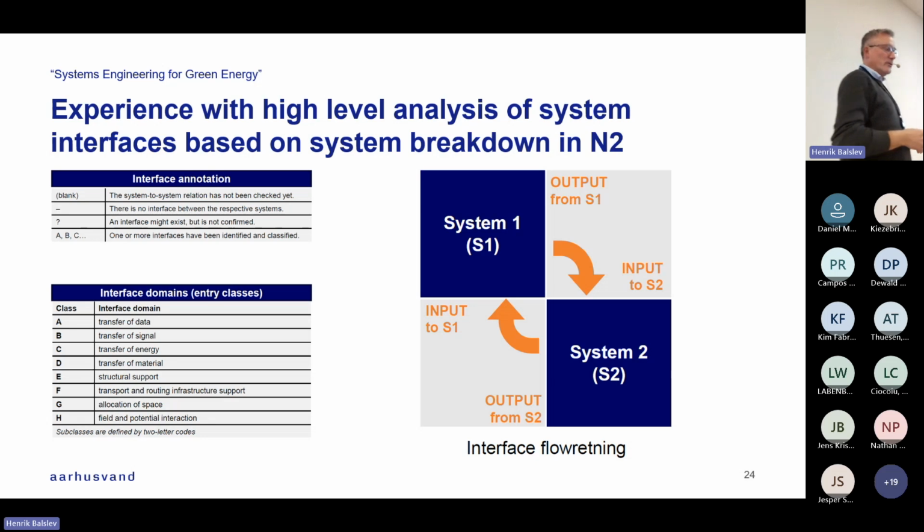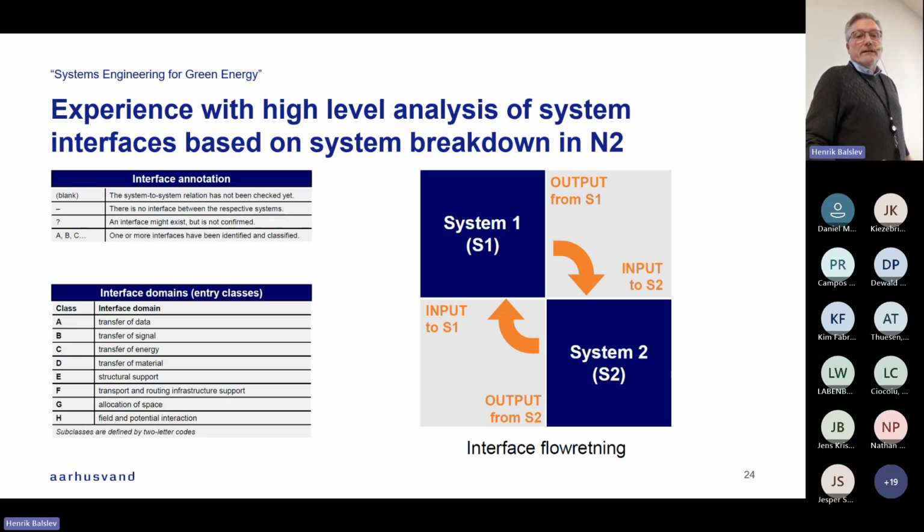You have inputs and outputs, and when you go left and down, you have outputs from system 1 to system 2 in this example. And it's, of course, an input to system 2. And then when you go left and up, it's output from system number 2 and input to system number 1. So it's actually simple. And we have used some classifications of the interfaces listed in the table on the left. For instance, A is a transfer of data, and D is transfer of material. And material can be gas, liquid, solids, for instance.